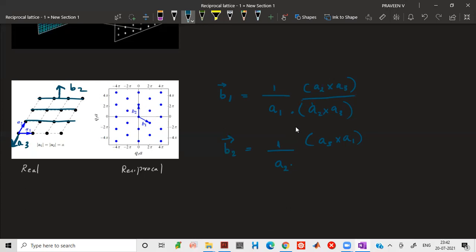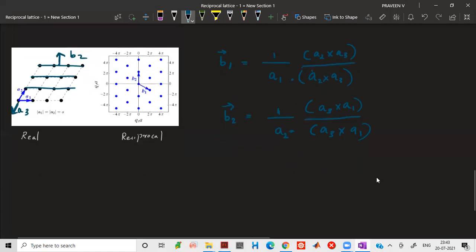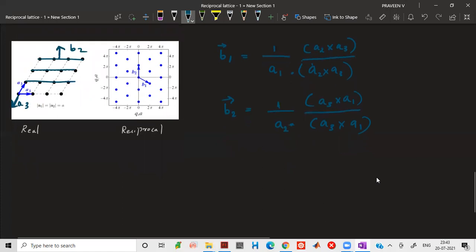Okay. So we consider this, but we only need the magnitude. So the magnitude only depends on the inverse of this interplanar separation, the A2 vector. That's given by the A2 vector. So A2 cross, sorry, it should be A3 cross A1. Fine. So this is the equation.